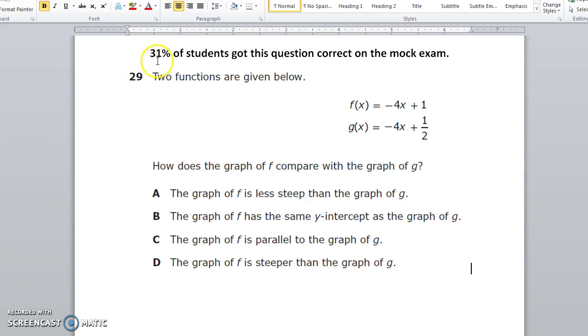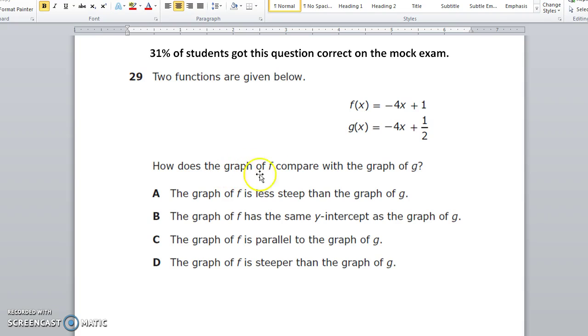Question 29. 31% of our students got this question correct on the mock exam. Two functions are given below. So here are two functions. f of x equals negative 4x plus 1. g of x equals negative 4x plus a half. How does the graph of f compare with the graph of g?